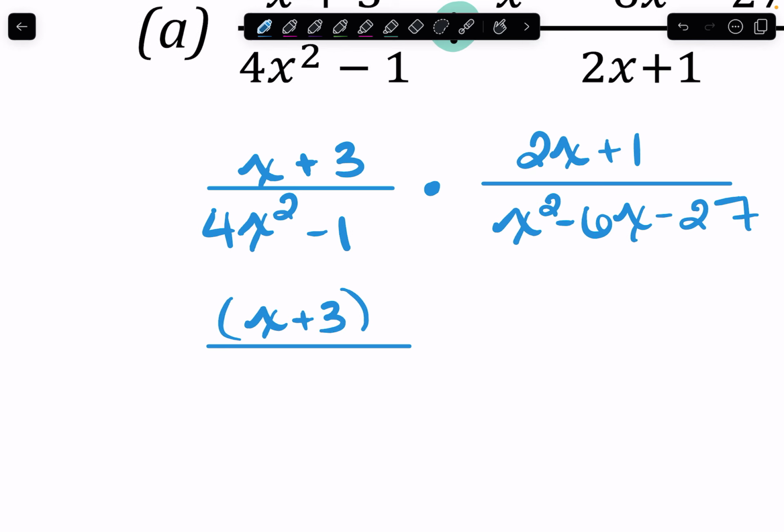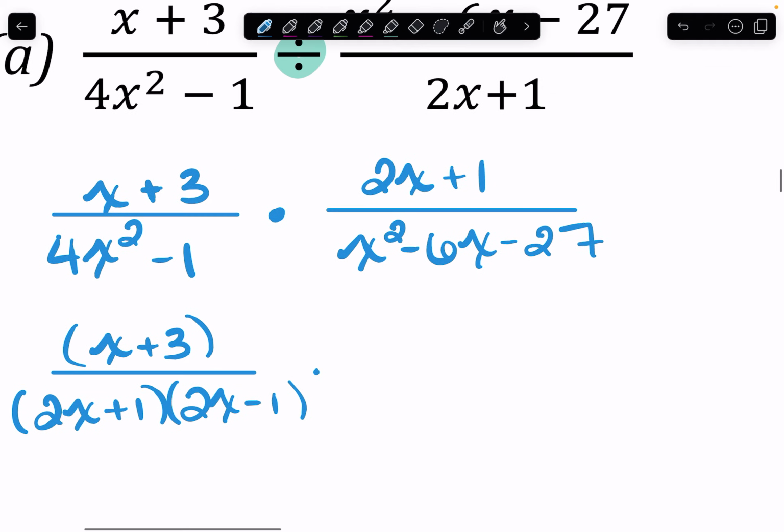First denominator, that is a difference of squares because the 4 is 2 squared. So that becomes 2x plus 1 times 2x minus 1. My second fraction, numerator, is 2x plus 1. There's nothing in common, so it's as simplified as we can go, so we're going to bubble it.